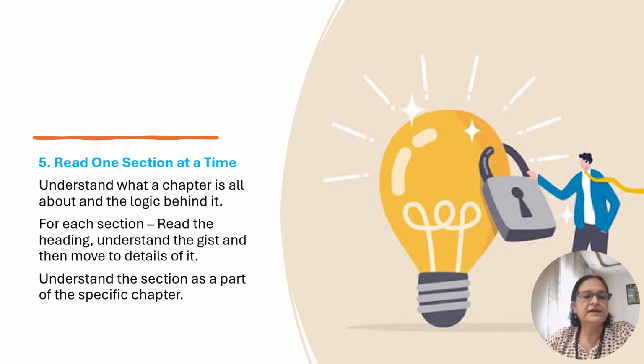Read one section at a time. Understand what a chapter is all about and the logic behind it. If there is a chapter on compulsory license, first of all, read about compulsory license and find out why we have compulsory license in place.